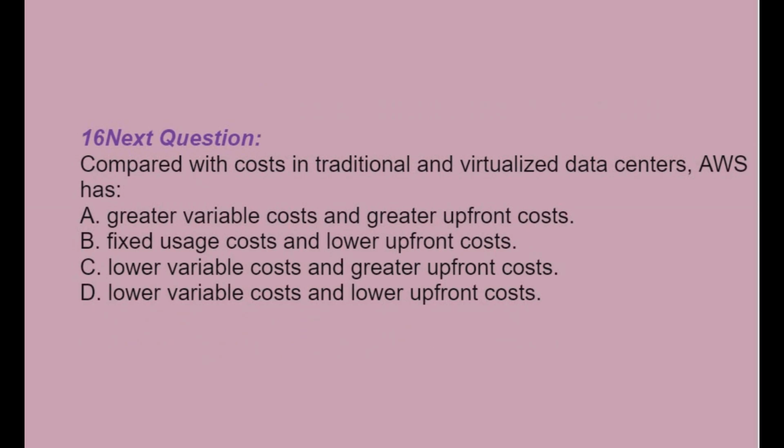Question is: compared with cost in traditional and virtualized data centers, AWS has option A, greater variable cost and greater upfront costs. Option B, fixed usage costs and lower upfront costs. Option C, lower variable costs and greater upfront costs. Option D, lower variable costs and lower upfront costs. Correct answer is option D.